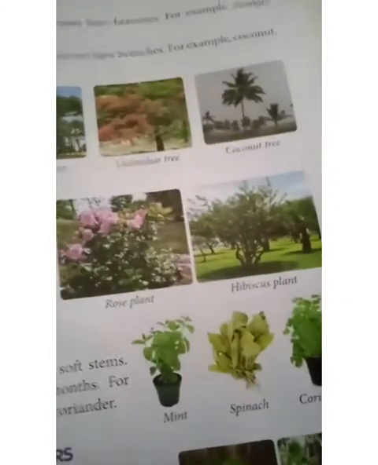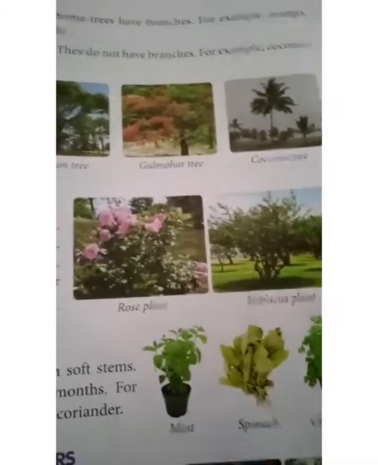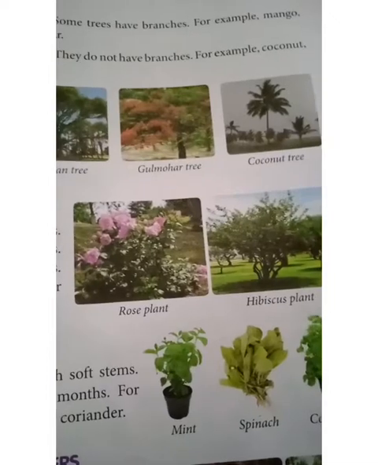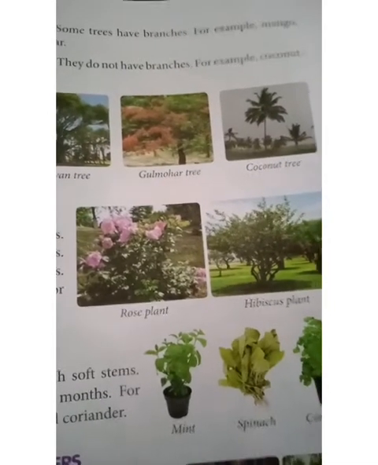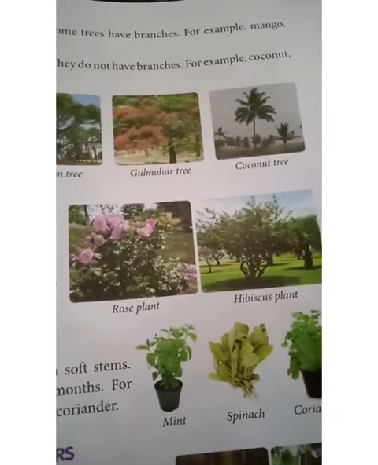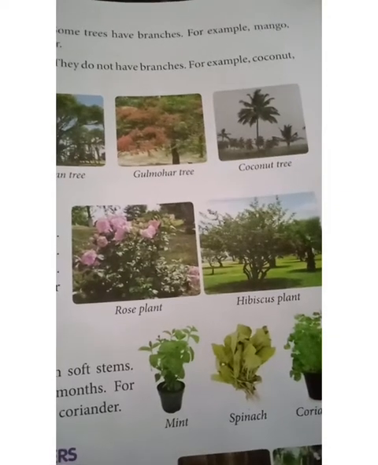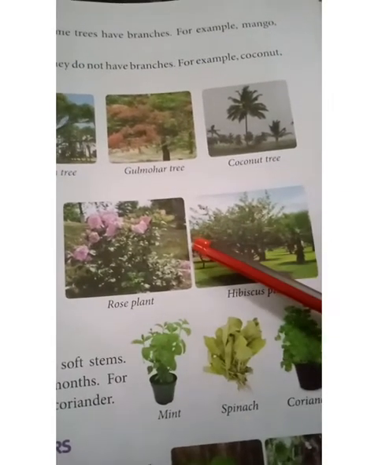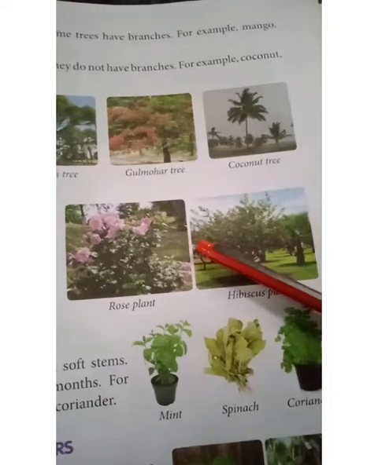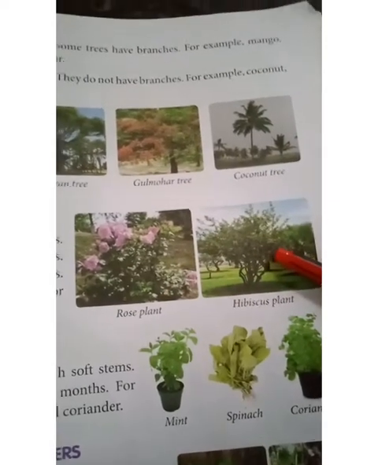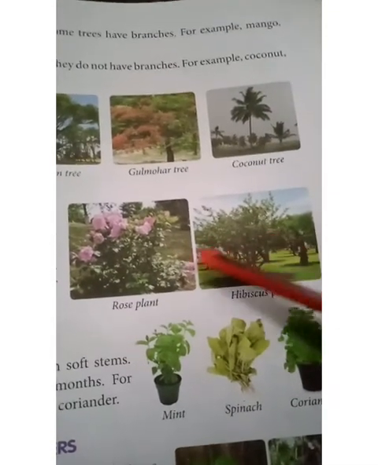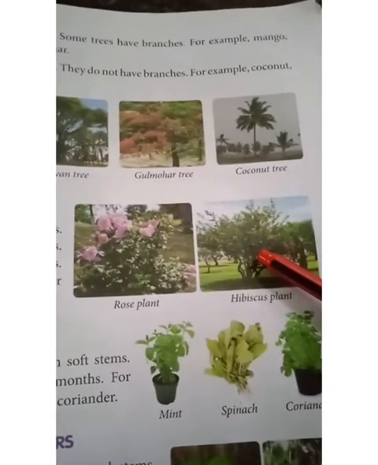Shrubs are short plants. They have woody stems. Shrubs have many branches. They live for a few years. For example, rose plant and hibiscus plant.